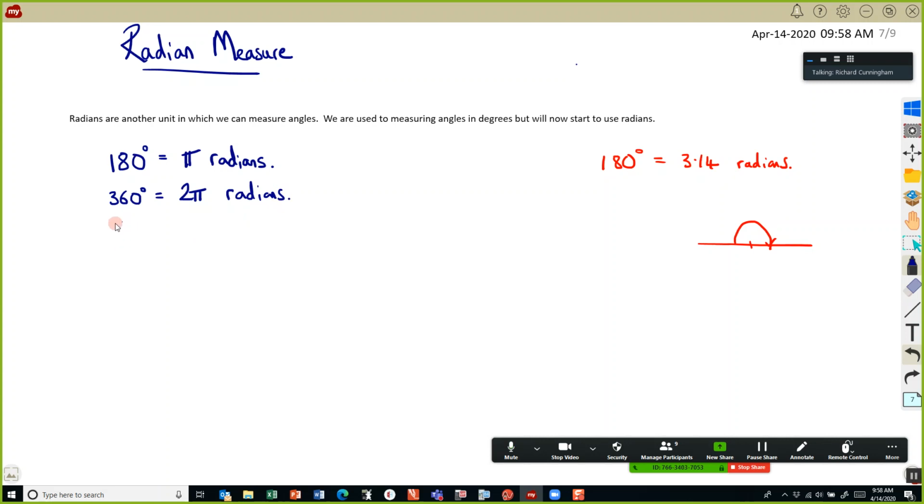What about somebody else? What's 90 degrees then? Think about, yeah, a half pi radians, or pi over 2. Yep, good, Darius. What about 45 degrees? Yeah, it's going to be pi over 4, good, because it's half again of 90.